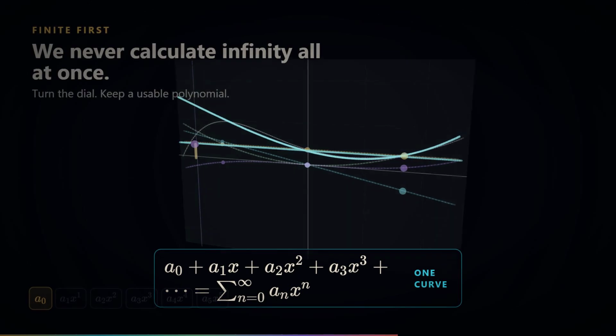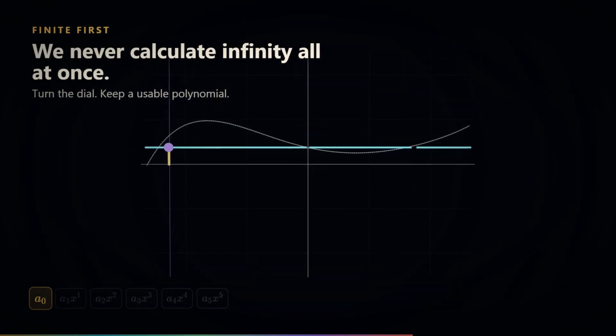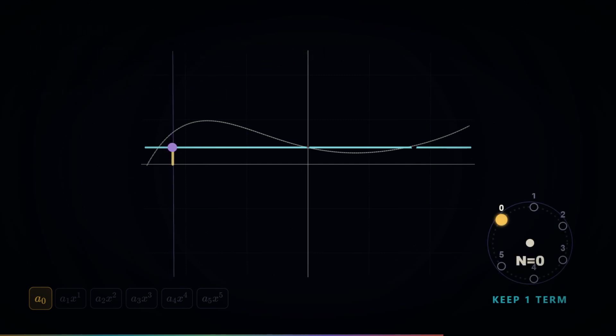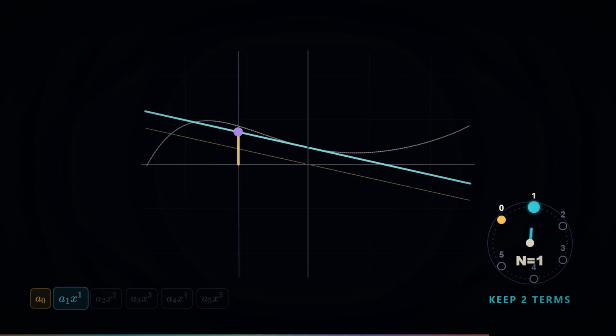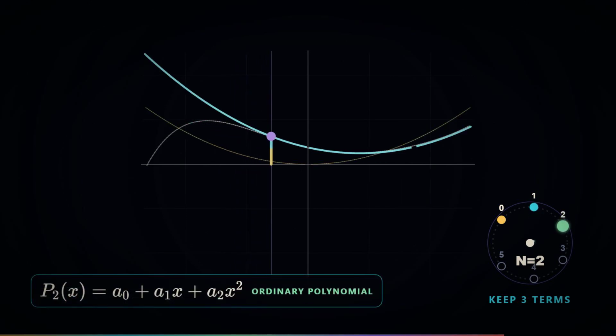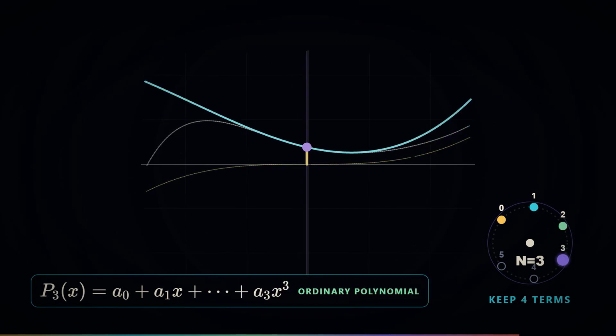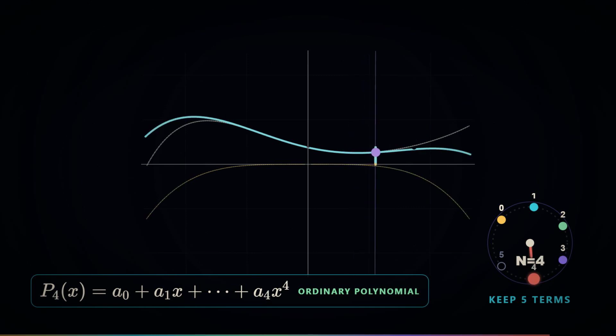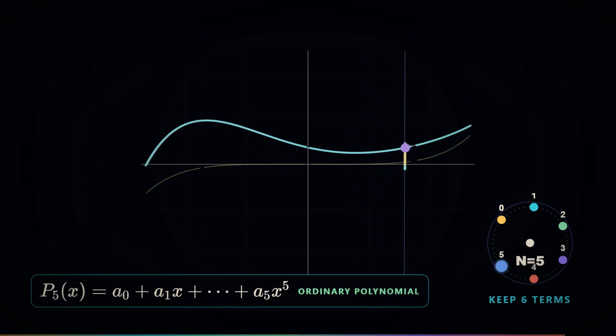How can we calculate infinitely many layers? Use the same finite first idea as before. Turn an n dial to 0 and keep the constant. At 1, include the linear term. At 2, add the quadratic term. Every setting produces an ordinary polynomial, p sub n, that we can evaluate immediately. The newest term stays amber, making each improvement visible and showing what extra calculation buys us. Increasing n reveals whether the approximations improve.